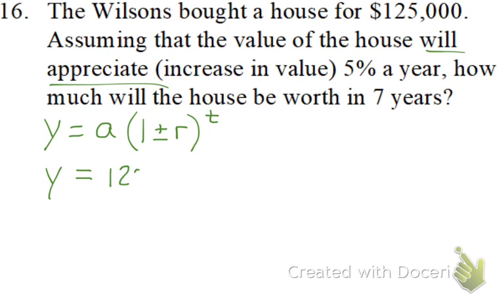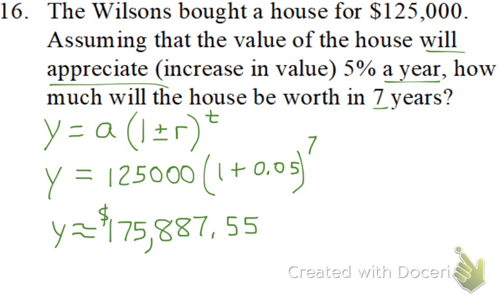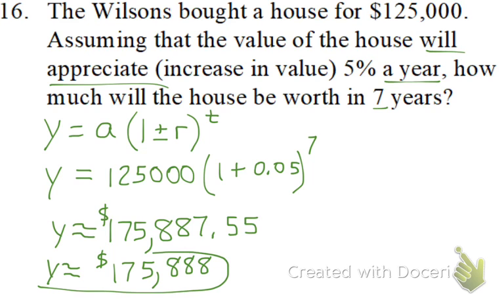So 125,000 is the starting amount. Growth, 5%, if you want to write that as a decimal, 0.05. And then t is the number of growth periods. It's 5% in a year, so 7 years. And then you can go to your calculator for this decimal approximation. And I guess we'll round it to the nearest whole dollar. To the nearest cent you're here, so we'll round up. And so it's $175,888 approximately at the end of 7 years.